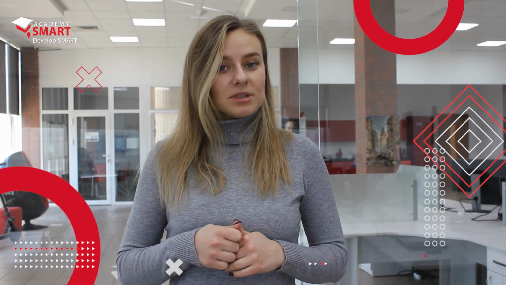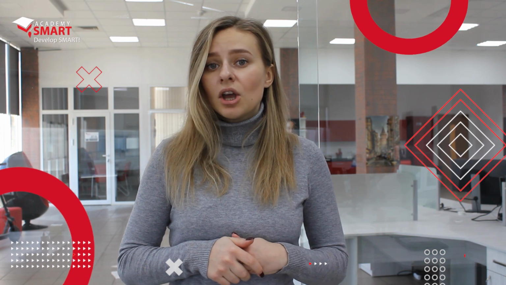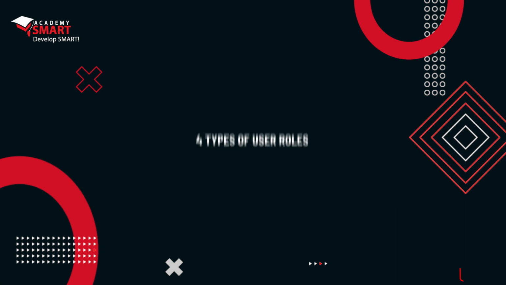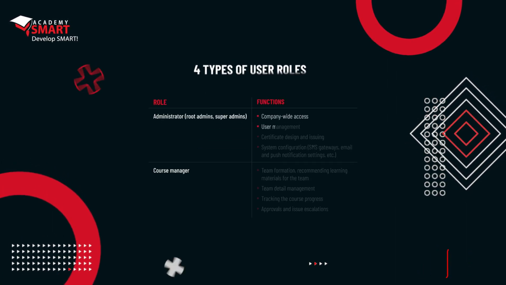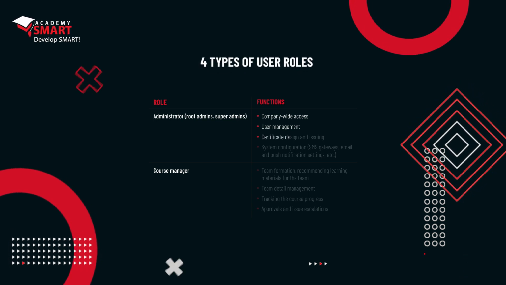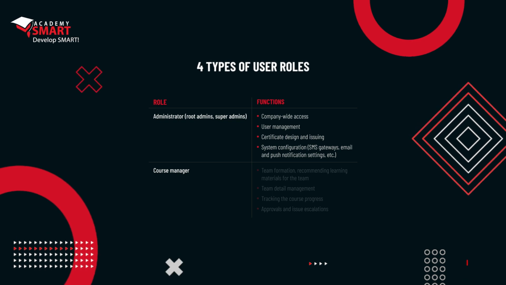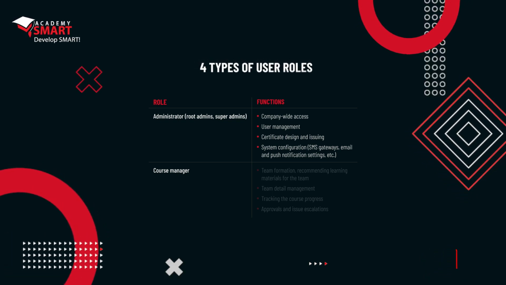Usually, learning management systems provide 4 standard user roles: administrator, course manager, trainer, and learner. Administrator usually manages the company-wide access, user management, certificate design and its issuing, and system configurations, which might include and cover gateways, emails, push notifications, etc.